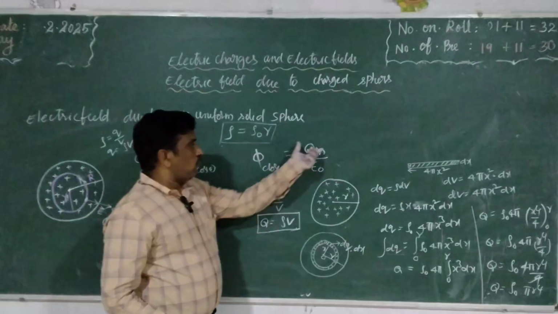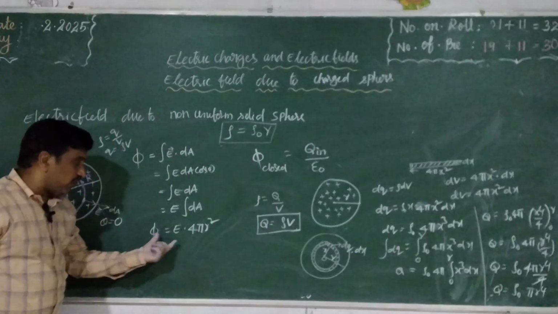Now, flux through the closed surface equals q inside by epsilon naught. The flux equals E dot 4 pi r squared. Equating these two, E 4 pi r squared equals q inside by epsilon naught, where q inside is rho naught pi r to the power 4. So E 4 pi r squared equals rho naught pi r to the power 4 by epsilon naught. Here the pi cancels, and r squared cancels. What we get is the electric field E equals rho naught r squared by 4 epsilon naught.